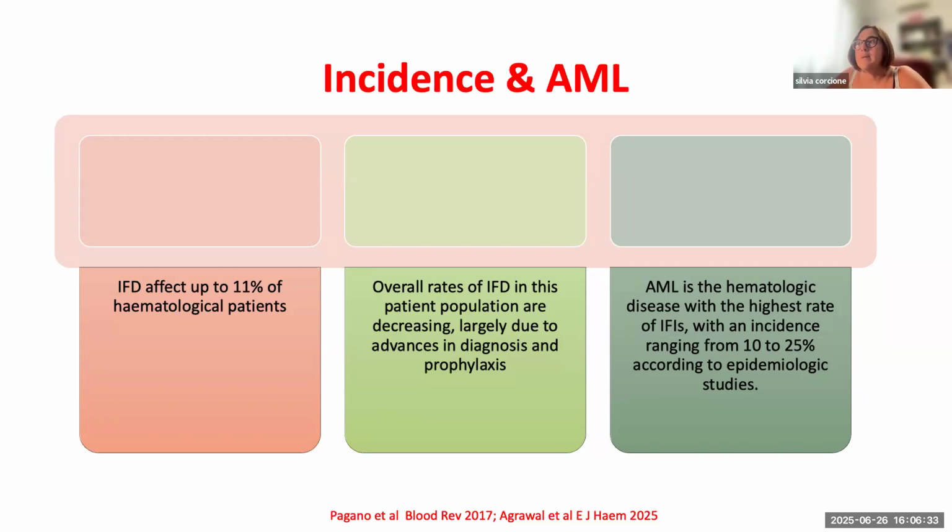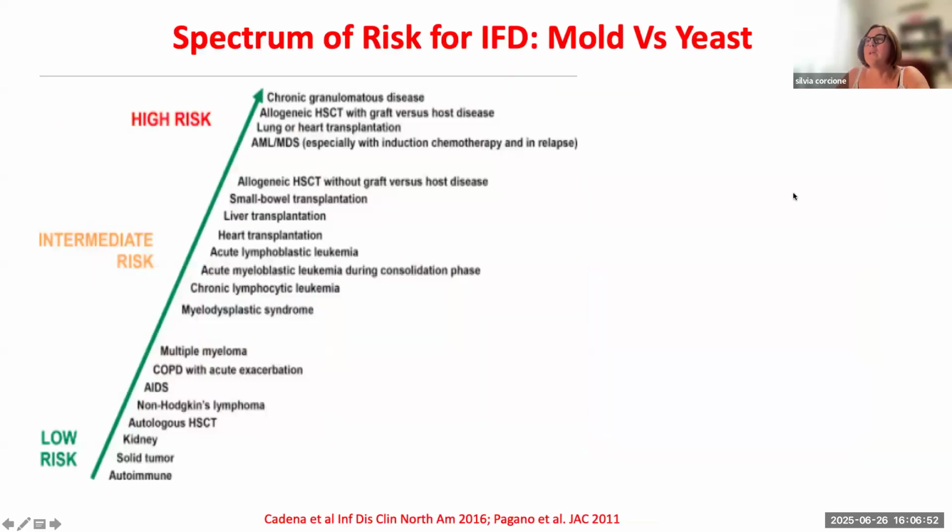Acute myeloid leukemia is the hematological disease with the highest rate of invasive fungal diseases, with an incidence ranging from 10% to 25% according to different epidemiological studies. In fact, when we look at the different patients who might be at risk for invasive fungal diseases, we can identify patients with low risk, intermediate risk, and high risk. And as you can see here, from a paper from Pagano, acute myeloid leukemia is among the patients with the highest risk of infection.